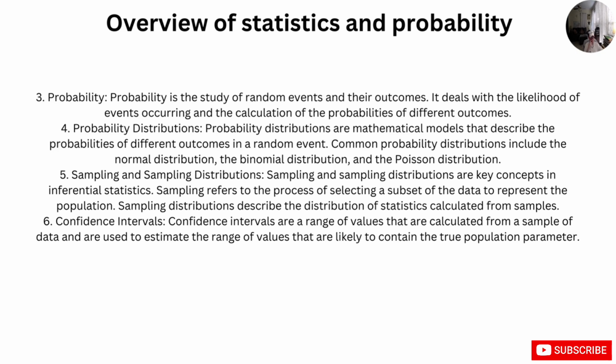Number four, probability distributions. Probability distributions are mathematical models that describe the probabilities of different outcomes in a random event. Common probability distributions include the normal distribution, the binomial distribution, and the Poisson distribution.